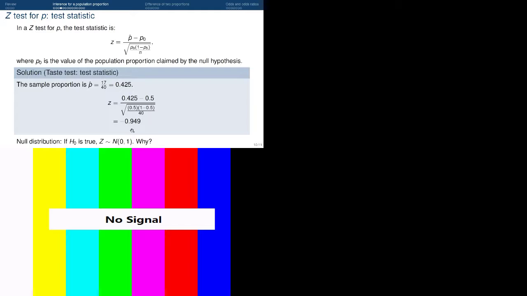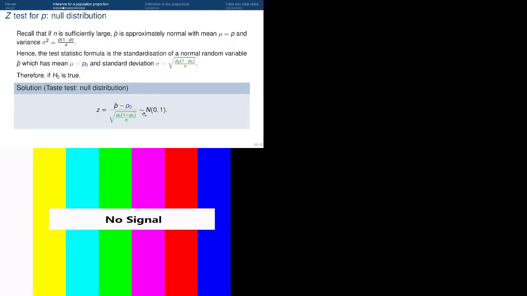So is that a relatively big test statistic? Well, I don't know. We have to compare it to the null distribution. All right, so what is the null distribution? The null distribution is a standard normal. So it's a normal distribution with mean 0 and variance 1.